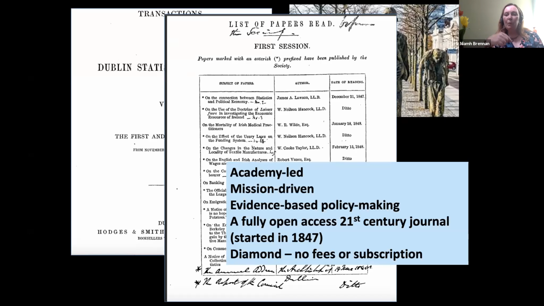This journal was, at its instigation, and continues to be, academy-led, mission-driven, supporting evidence-based policymaking. A fully open access 21st century journal that started in 1847. It's Diamond, no fees or subscription, and doesn't want any. It rejected the idea of APCs, but that journal needs to be acknowledged and to take its place alongside the ones that are all shouting for money and so on. And I want to leave you with that thought at this time. Thank you very much.